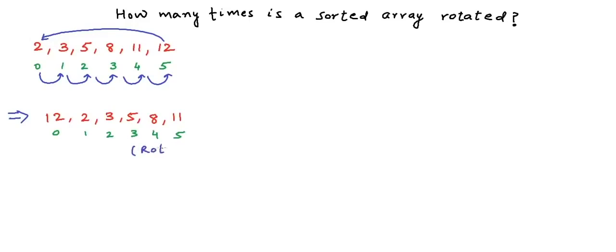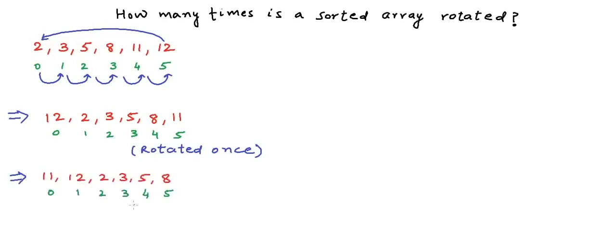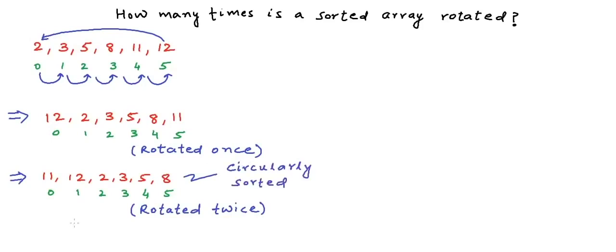And this is rotated once. And if we rotate the array twice, the resulting array would be this. And this is, of course, rotated twice. And such an array is often also called a circularly sorted array. So we have been given such a circularly sorted array, and there is one more condition: there are no duplicates in the array. All the elements in the array are distinct. So given such an array, we have to find out how many times the array has been rotated.